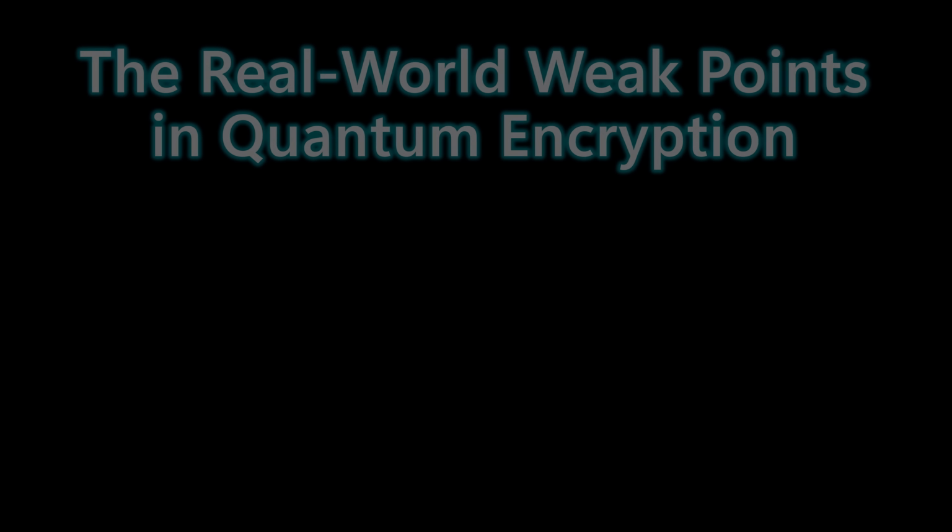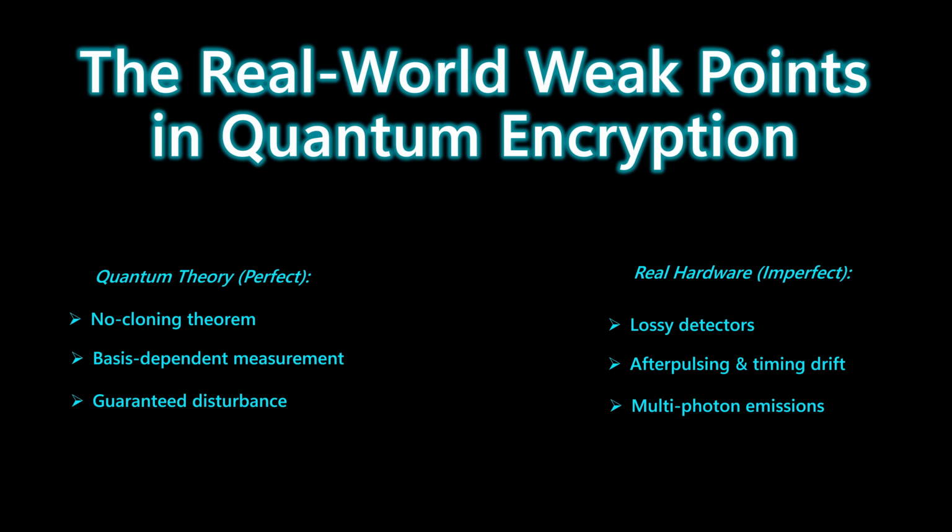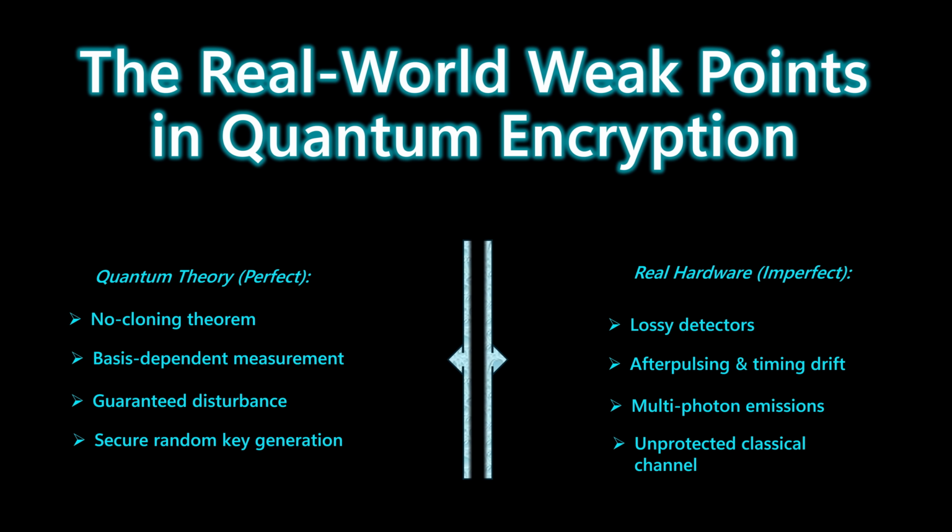To understand how quantum encryption is broken, you first have to separate the theory from the hardware. The theory behind BB84 is perfect. You can't clone a qubit. You can't measure it without creating errors, and the randomness is fundamental, not algorithmic. But real hardware is not perfect. Detectors drift, timing windows slip, photon sources leak multiple photons, and the classical channel is often wide open.